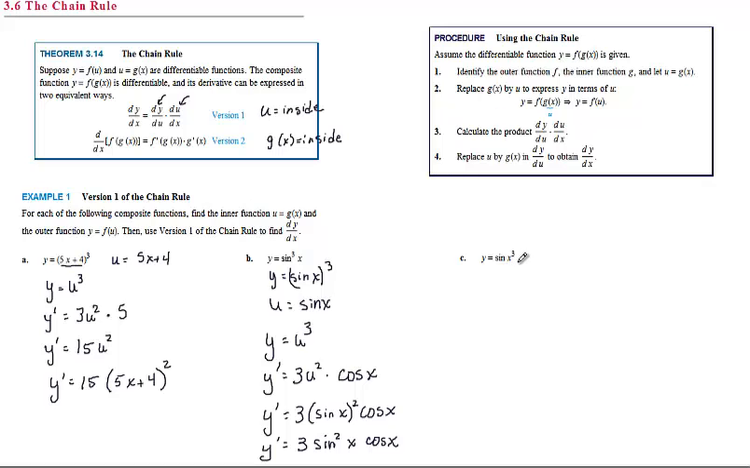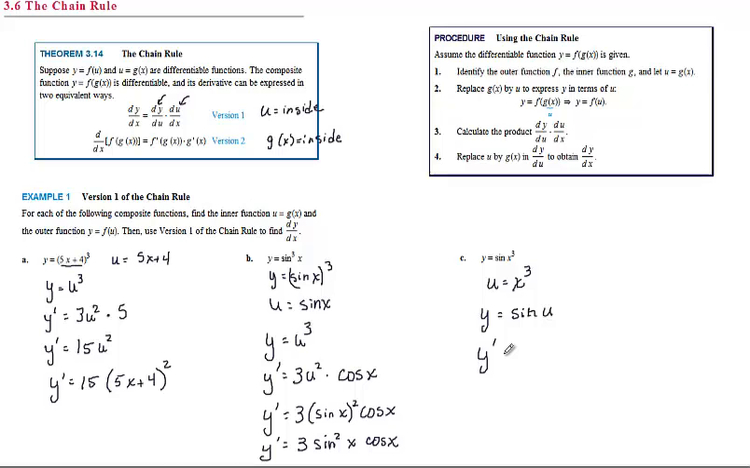The next one, I have x being cubed. In this case, my u, what's on the inside, is x cubed. In this way, I can look at y equals the sine of u, because I have a theorem that tells me what the derivative of sine x is, but I don't have a theorem that tells me what the derivative of sine x cubed is. But with the chain rule, I'll be able to find that out.